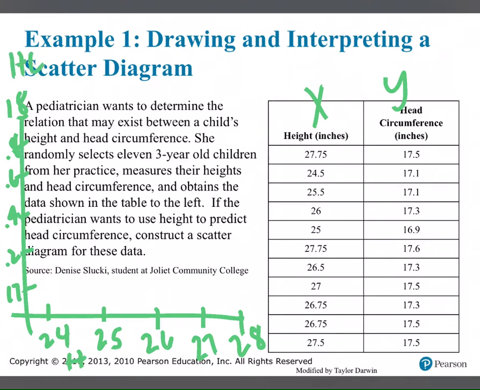And literally all you do, so for this one, I'd go over to 27.75 and up to 17.5. So over 27.75, that'd be about right here. And then I'm going to go up all the way until I get to 17.5. So that's between 6 and 4 here. So that plot would be there. And you do that for each of them. So I'll do a couple more. 24.5, 17.1, that's about here. And you'd keep going. I'm just going to do it randomly. And after a while, you might start to see a pattern. And we'll talk about what those patterns mean.